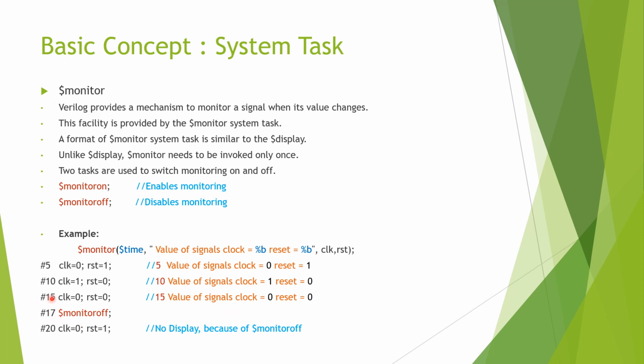At time 15, clock is changing from 1 to 0 and reset is still 0. So it will print 15, value of signal clock is equal to 0 and reset is equal to 0. Here only clock has changed, that's why monitor will print the value. So at 17, $monitoroff has been invoked. After that at time 20, clock is still 0 but reset has changed from 0 to 1. Though we will not see any display here because of $monitoroff.